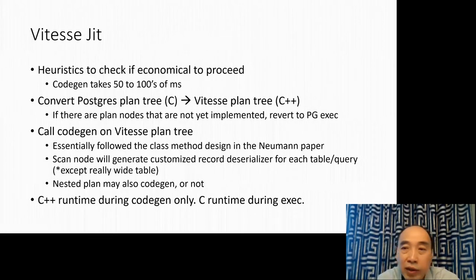Okay. And then when we generate the code, nested plans are also supported. So essentially there's a new context that's created for each level. If you have a nested plan, you just create a new context and then you ask that context to code gen and things will be separate.